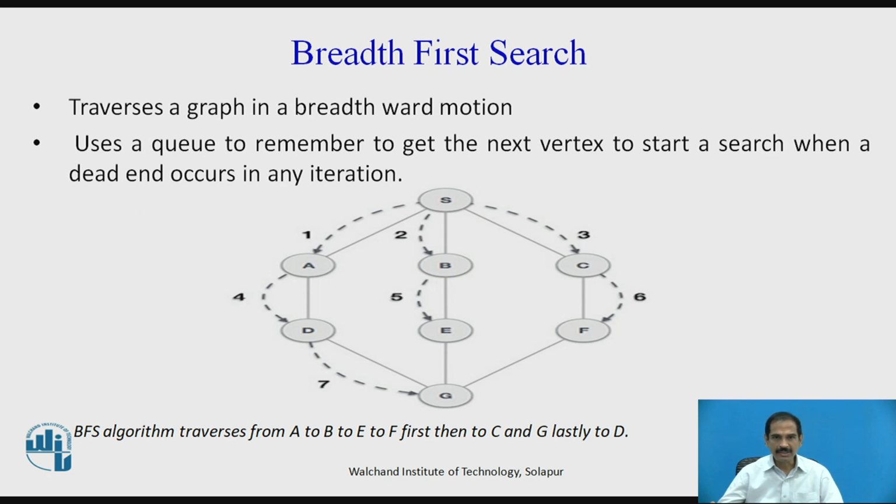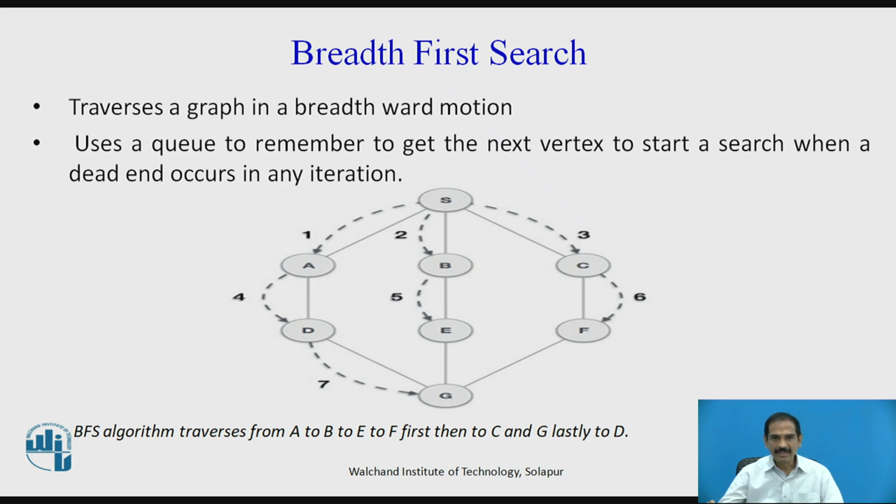In the breadth first search, we traverse a graph in a breadthward motion. Rather than going directly into depths, we go layer by layer, visiting all the nodes in a particular layer before going to the next layer. We use a queue to remember and to get the next vertex to start the search when a dead end occurs in any iteration. We all know that the queue works on a first come first served basis.